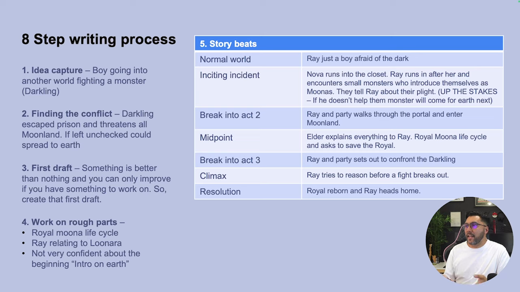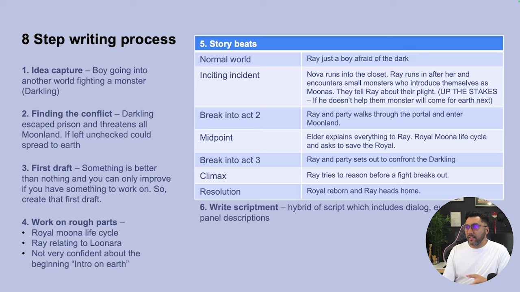And then I have Act 3, where you have Ray and his party set out to go confront the villain, which in this case is the Darkling. And then you have your climactic battle that breaks out, and you have a resolution where everything's resolved after the battle.